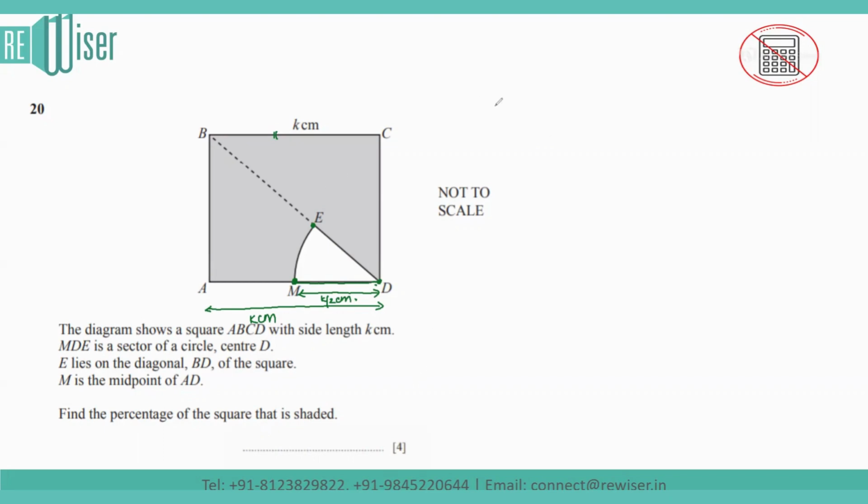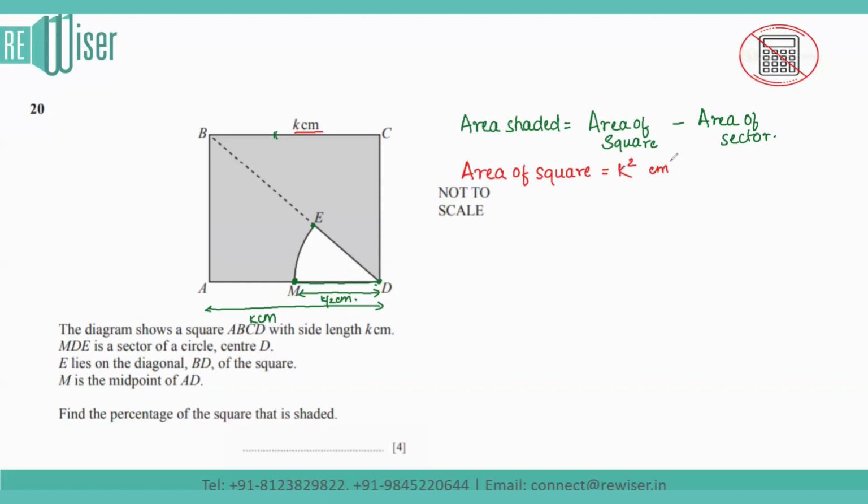The area shaded can be written as the area of the square minus the area of the sector whose radius is k by 2 centimeters. Now, the area of the square is the side length whole square. Here, the length of each side is k centimeters. Therefore, the area of the square is k square cm square. Now, let us find the area of a sector.